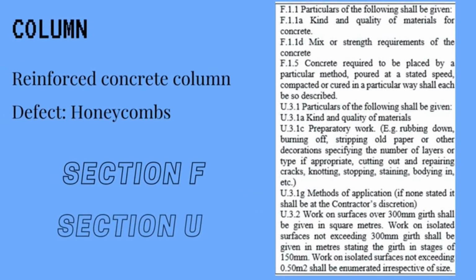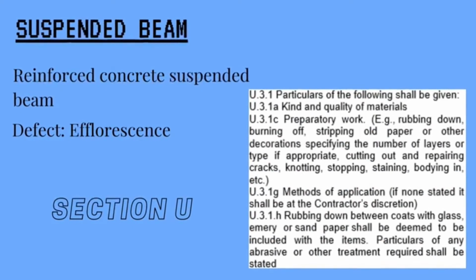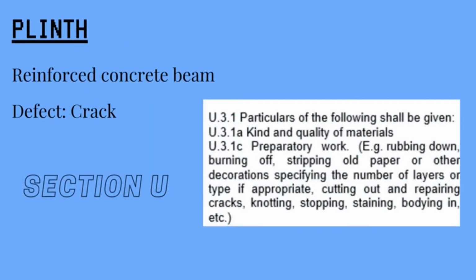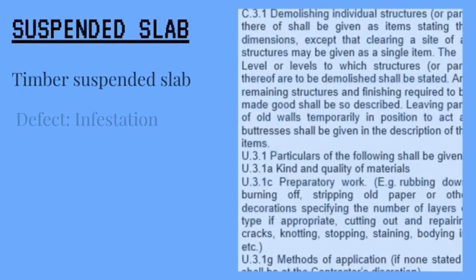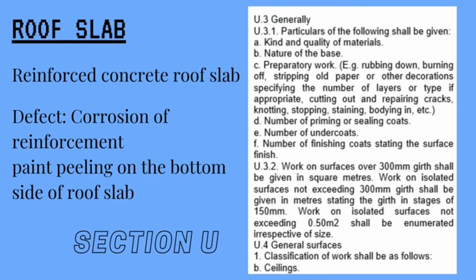The first element is column. The second element is suspended beam. The third element is roof beam. The fourth element is plinth. The fifth element is suspended slab. The last element is roof slab.